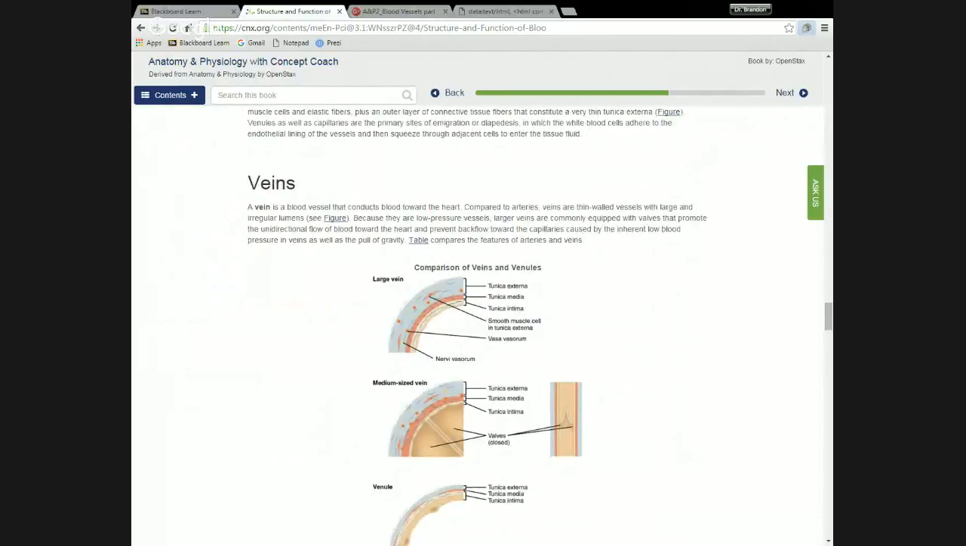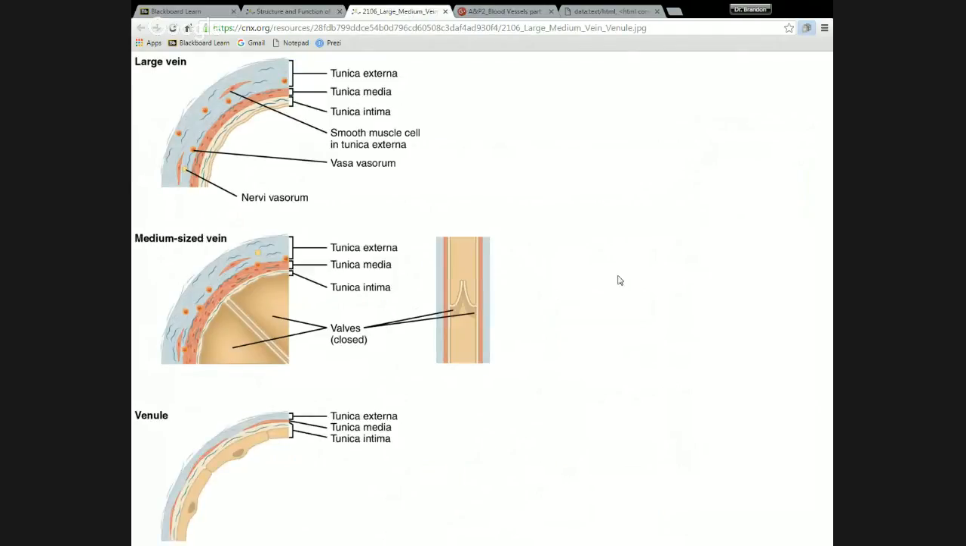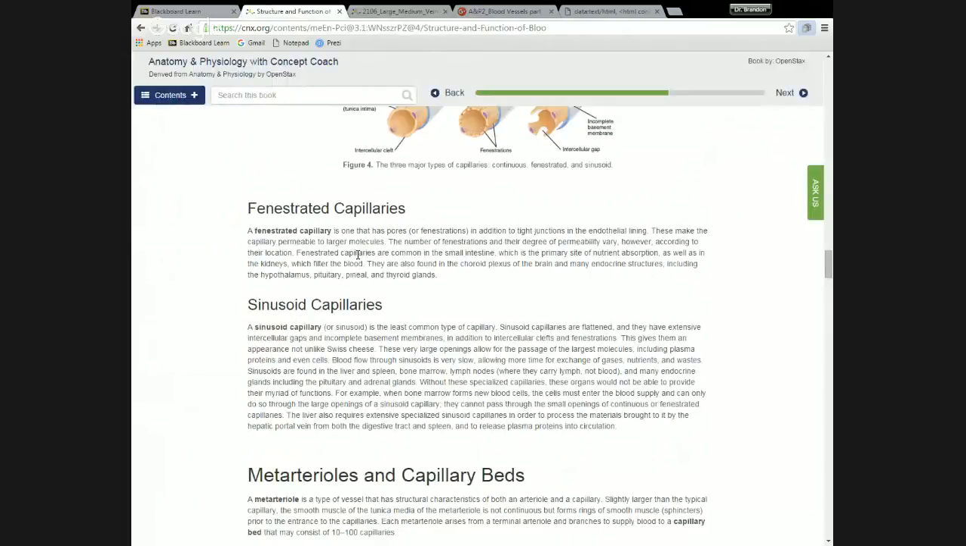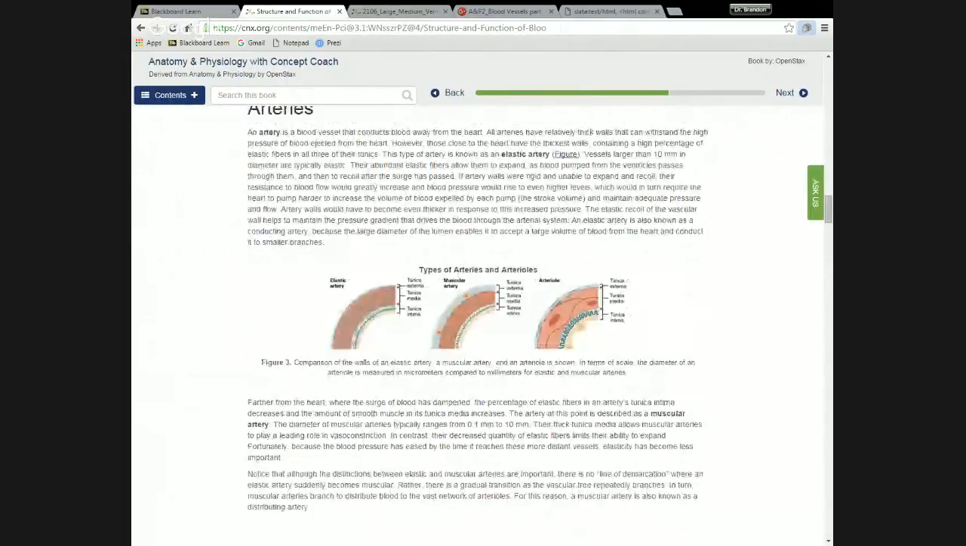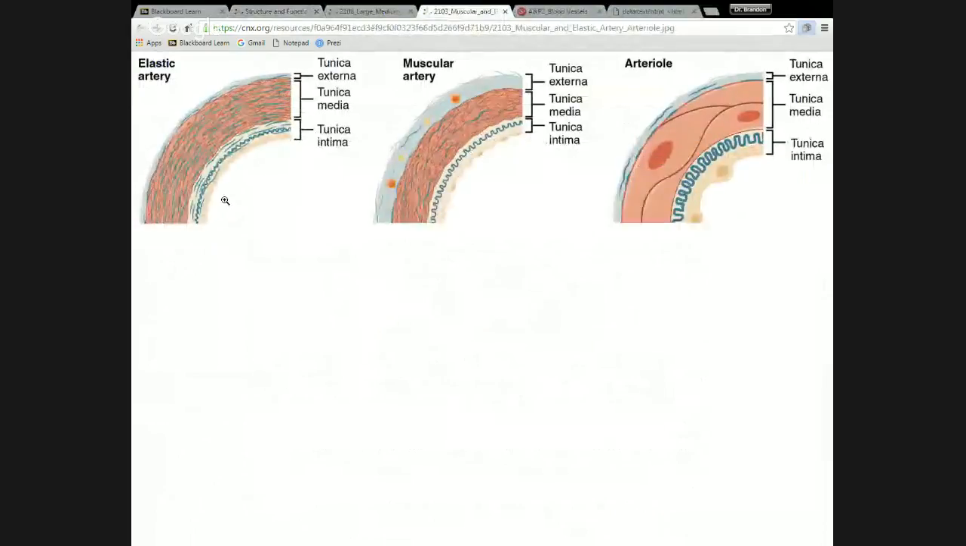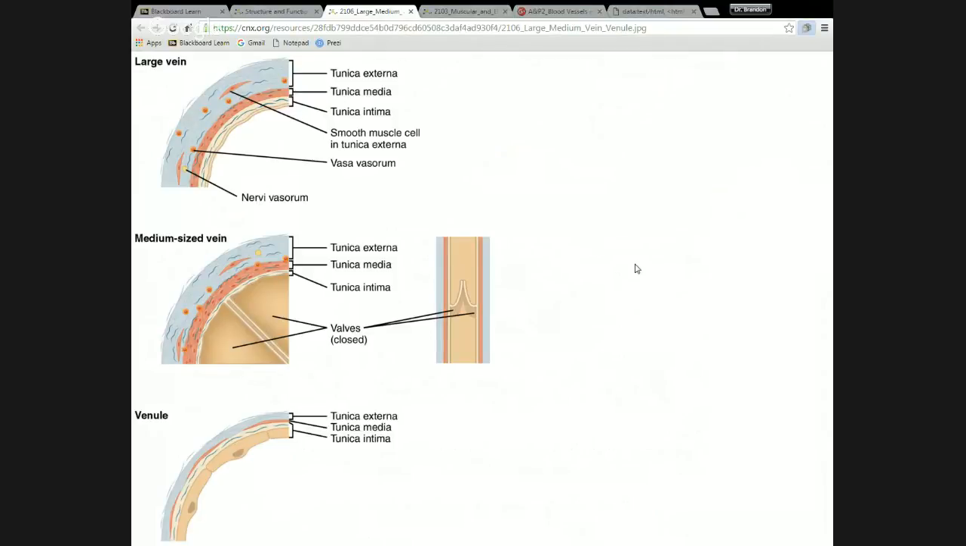Then the book goes on to talk about veins. Actually, let me just pull this picture up again real quick. Earlier we were talking about the different types of arteries. There are 3 types of arteries, and these are different types of arteries. This picture here suggests that there are 3 types of veins, but that's actually not true. There's only 2 types of vessels represented here.